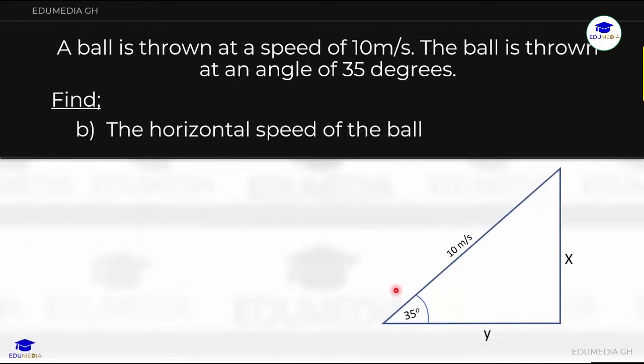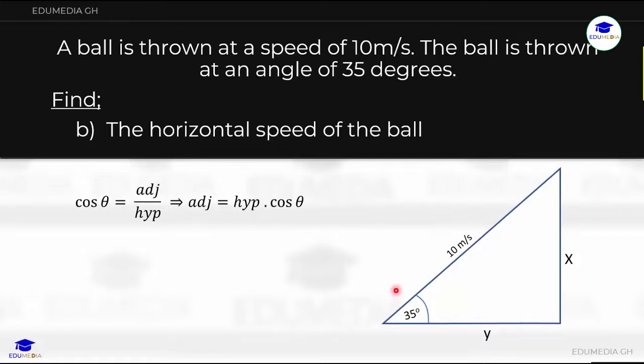The second part of the question is to find the horizontal speed of the ball. For this also we use a trig function, and for this trig function we're going to use the cosine. So we lay down the formula. Cosine or cos theta equals adjacent divided by hypotenuse. You can still go ahead and simplify this formula, since we are looking for the adjacent. We will have adjacent equals hypotenuse times cos theta.